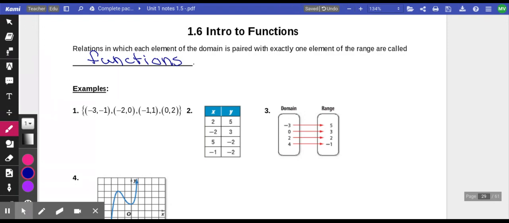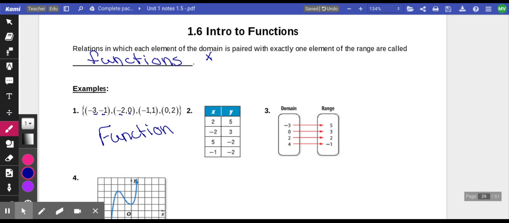So if we look at number 1, what we really care about is the domain. And remember, our domain is our x value. So what we're looking for is to make sure that each x value is only paired with one y value. So -3 is paired with 1. -2 is paired with 0. -1 with 1 and 0, 2. So this is a function because every x only goes with one y.